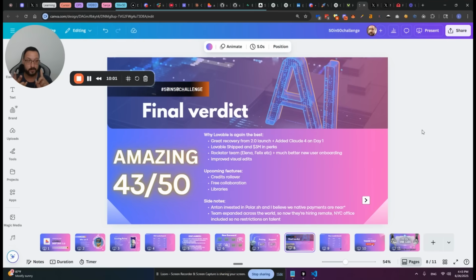They have Lovable Shipped. Great, great initiative for builders. They're giving away $3 million or more in perks, right? They're really trying to work this out for the community. So, a complete shift in narrative there. Rockstar team and much better user onboarding. You can see a huge change with the recent hires, right?